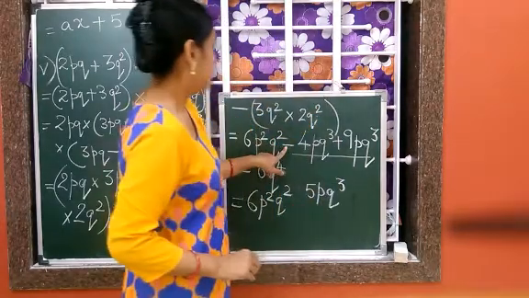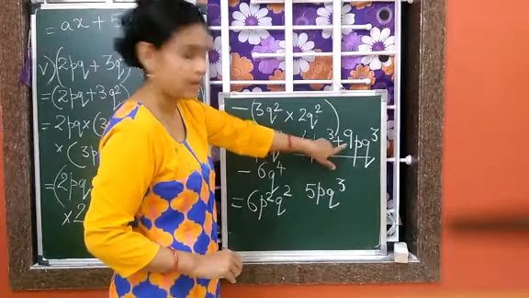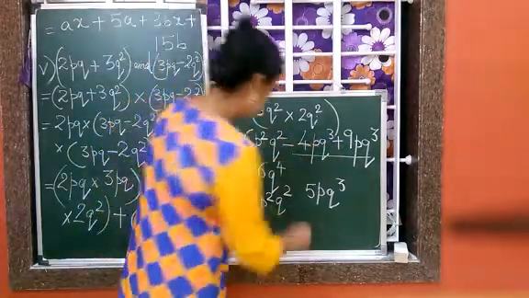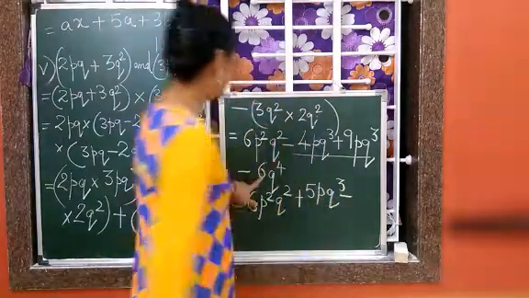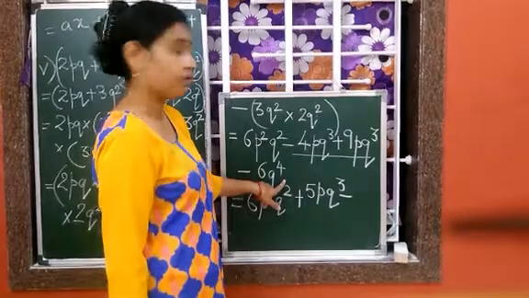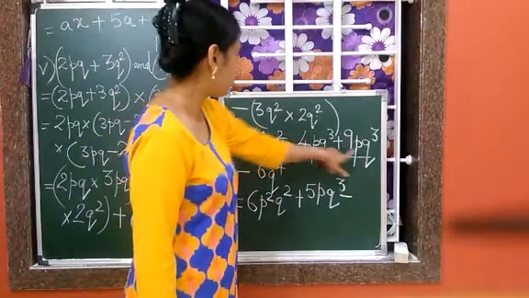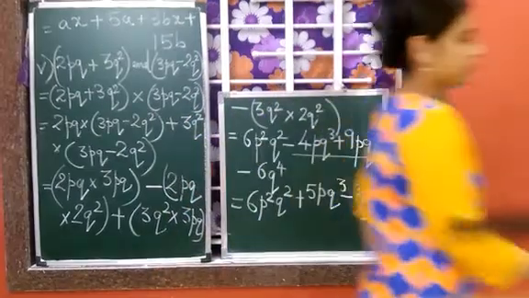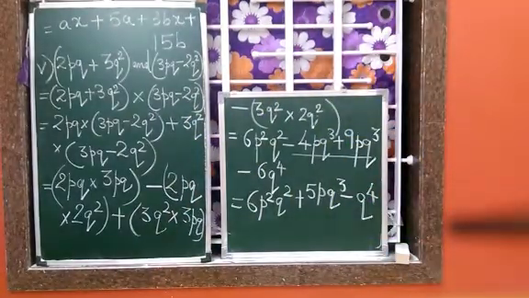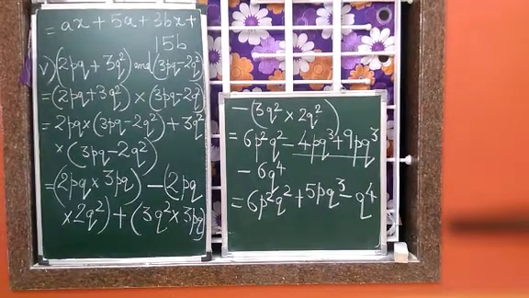Now sign of the greater digit. Who is the greater digit? 9. What is the sign? Plus. Then minus 6q raised to 4. Check any q raised to 4. No. So this completes question number 5.